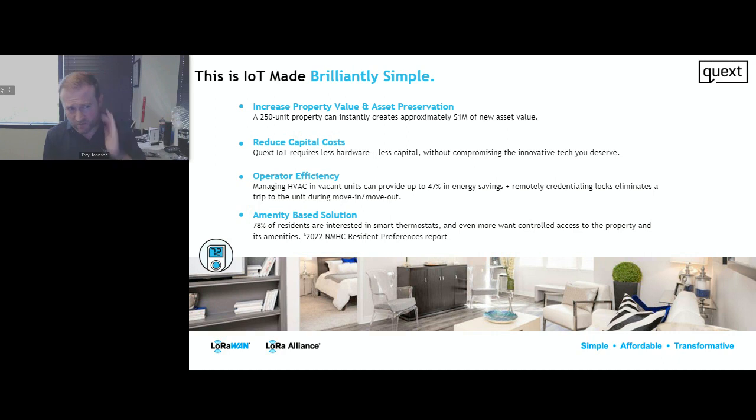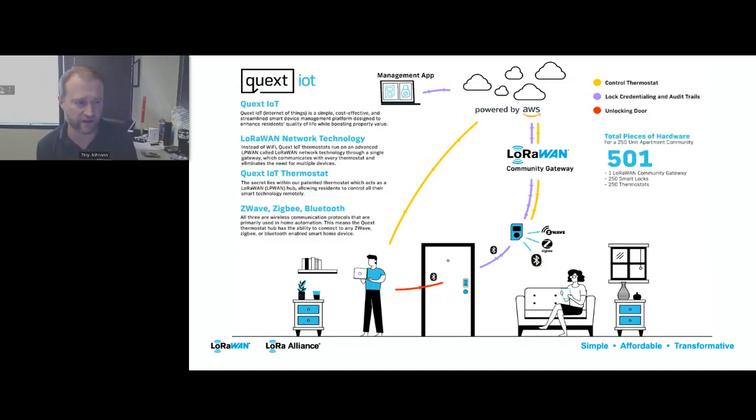So what is the Quext IoT solution, and how does LoRaWAN help us to provide such a unique opportunity? Inside of every single apartment community, instead of having to deploy this complicated Wi-Fi network, we're able to leverage one LoRaWAN gateway, and that serves as the ubiquitous network across the entire apartment community. And so it's very, very beneficial. Instead of having to come out with network engineers and designers and do a site analysis and figure out what type of Wi-Fi is this?